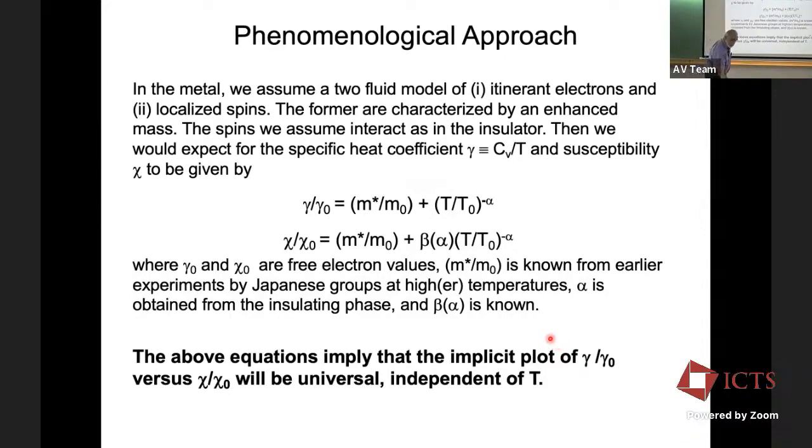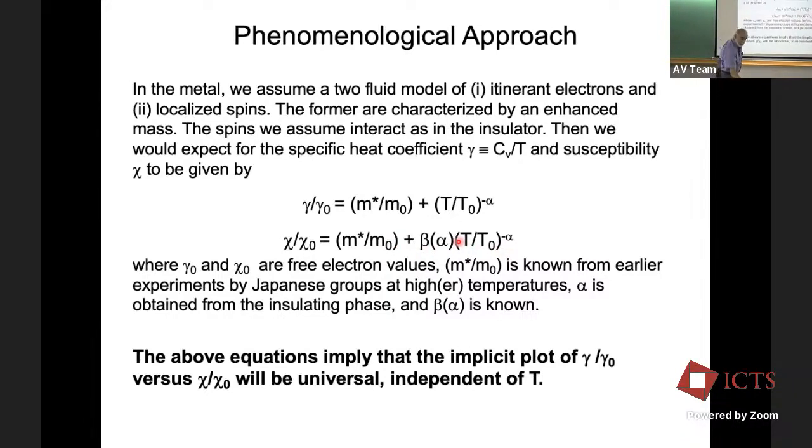So if that were the case, one could write down, if you define the gamma coefficient, which is basically specific heat divided by temperature, and in a Fermi liquid, this is a constant. One can write that constant as a sum of two terms. One is a term that is just a mass-enhanced Fermi liquid. And then there's a second term, which is divergent, because it's the insulating spins, the exchange coupled spins, that are creating this contribution. And one can write a similar formula for the susceptibility. There's a mass enhancement, and then there's, again, a divergent form, which is due to the localized spins, which are exchange coupled.